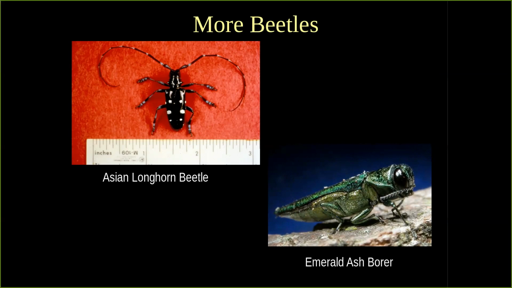In addition, the Asian longhorn beetle, which is not as discriminating on what tree it goes after, is also a very serious problem.